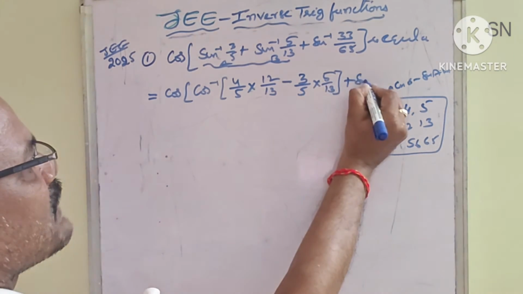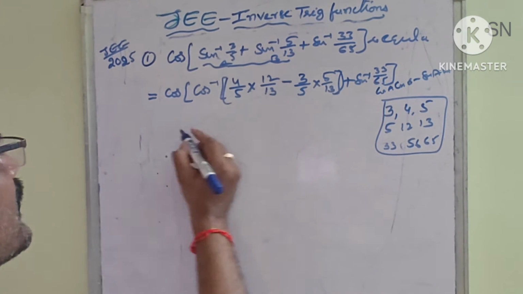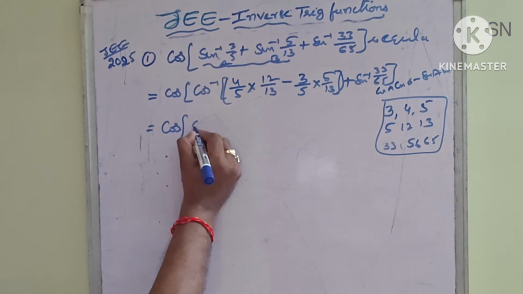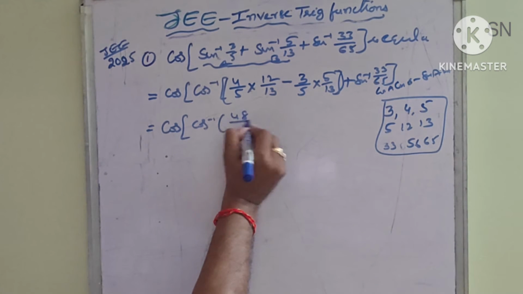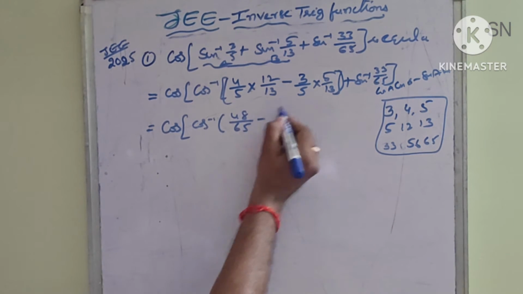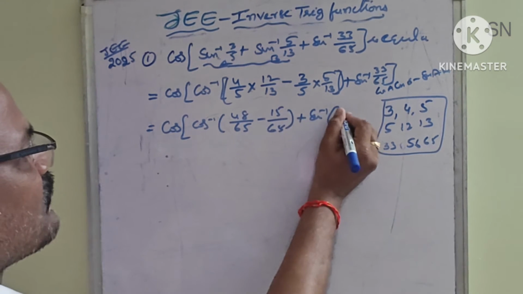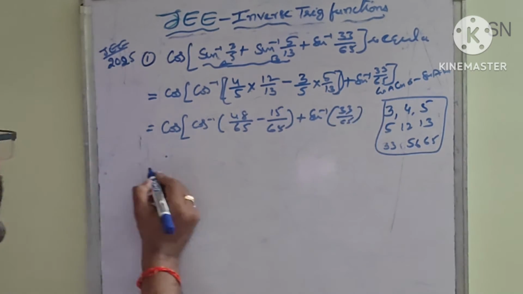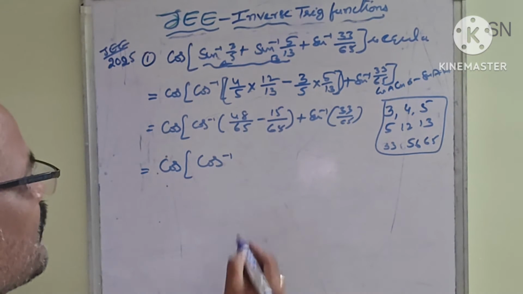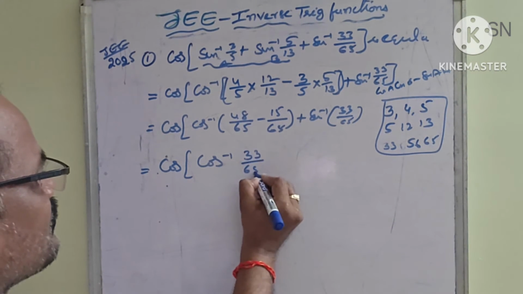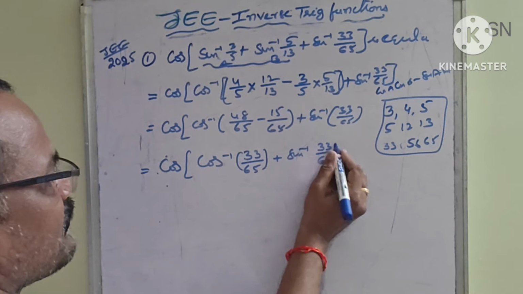So plus sin inverse of 33 by 65. Now here cos inverse of 48 by 65 minus 15 by 65, that is 4 times 12 is 48 over 5 times 13 is 65, minus 3 by 5 times 5 by 13 is 15 by 65, plus sin inverse of 33 by 65. Now cos inverse of 48 minus 15, 33 by 65, plus sin inverse of 33 by 65.